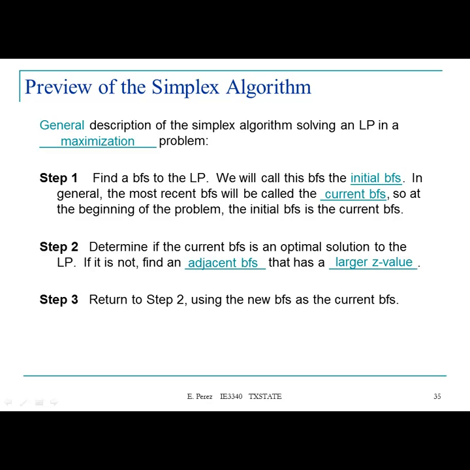So we're going to find our initial basic feasible solution. Then we're going to move here. If that is the optimal value, then we are done. If not, we need to find an adjacent basic feasible solution and find out if it has a larger value. If that's the case, then you return to step 2 and repeat the process.